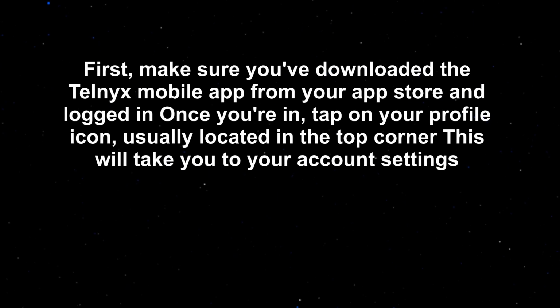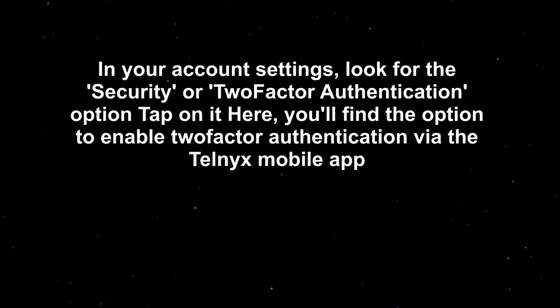First, make sure you've downloaded the Telnyx mobile app from your app store and logged in. Once you're in, tap on your profile icon, usually located in the top corner. This will take you to your account settings. In your account settings, look for the security or two-factor authentication option. Tap on it here. You'll find the option to enable two-factor authentication via the Telnyx mobile app.